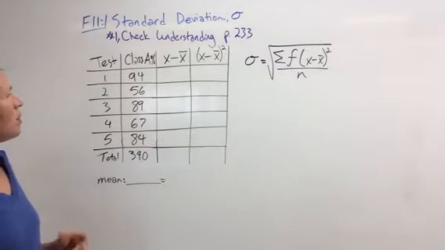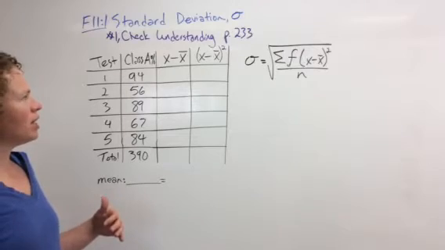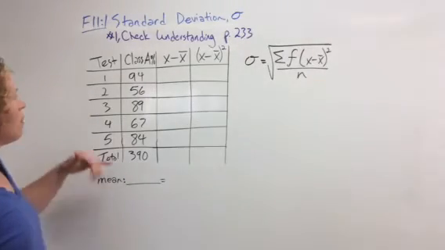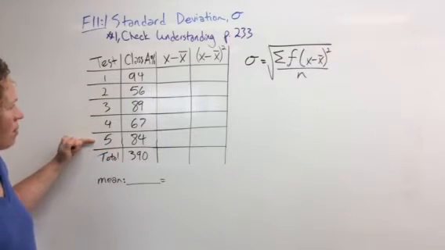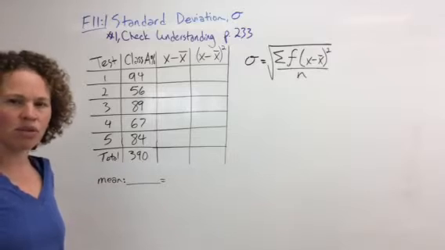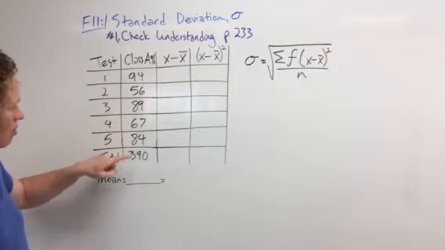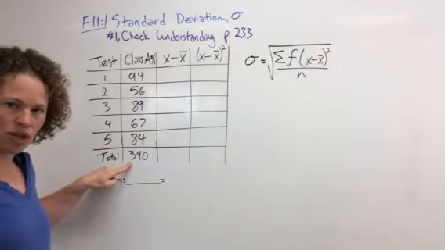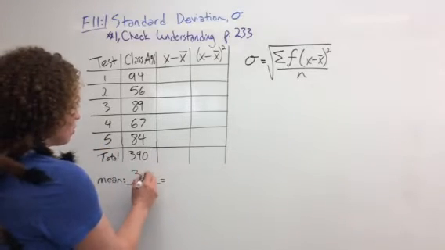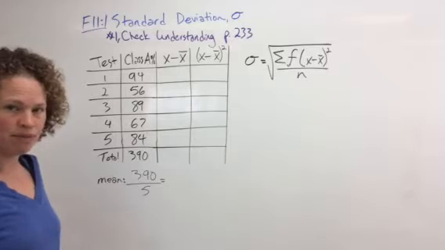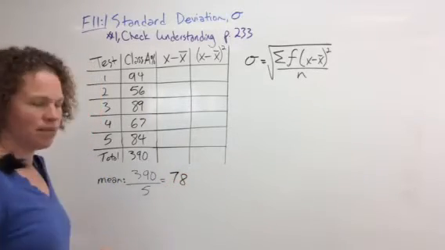So the first thing we want to do when finding the standard deviation is find the deviation part. I've listed all of the test scores here, and you can see that there are 5 of them. First we need to find the mean of those test scores. We added all the test scores up, and the total is 390, and there are 5 of them. So to find the mean, I'm going to do 390 divided by 5. Calculated out, it becomes 78.